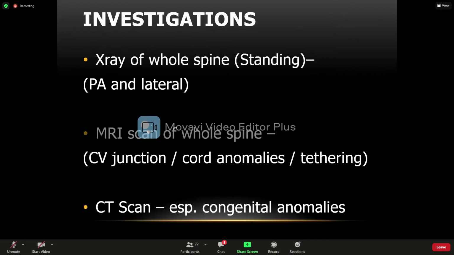Now, once the child has been clinically suspected to have scoliosis, ideally they should have an X-ray of the whole spine standing, posterior-anterior and lateral. There is no point in getting X-rays of the spine, thoracic separately, lumbar separately, for a couple of reasons. Number one, it's difficult to measure the curves. Number two, invariably these kids come with X-rays in the lying down position, which does not give you the exact magnitude of the curve. So ideally, they should have standing PA and lateral X-rays done.